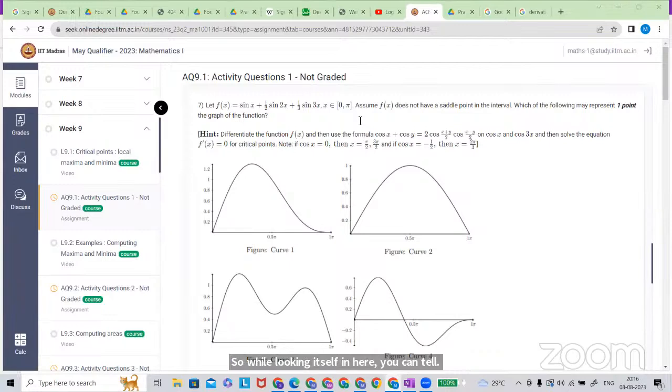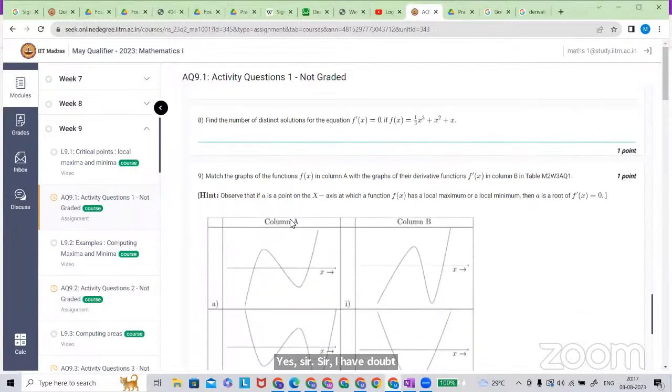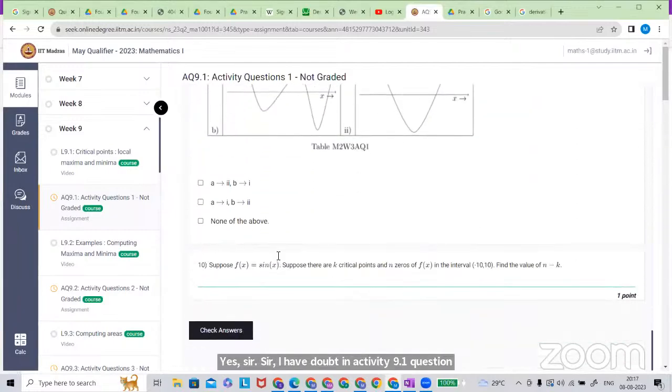Devanshu has a doubt. Yes, Devanshu. Sir, I have a doubt in activity 9.1 question 10. Suppose the function given is sin x. Suppose there are k critical points and n zeros of f(x) in the interval minus 10 to 10. Then find the value of n minus k.